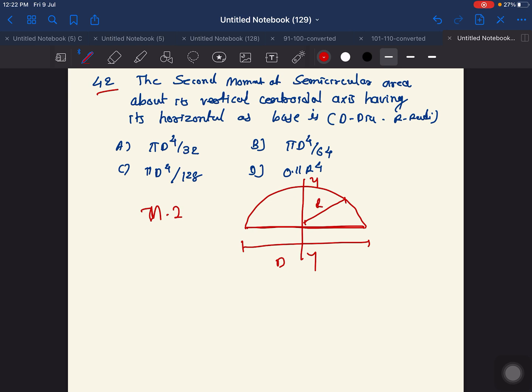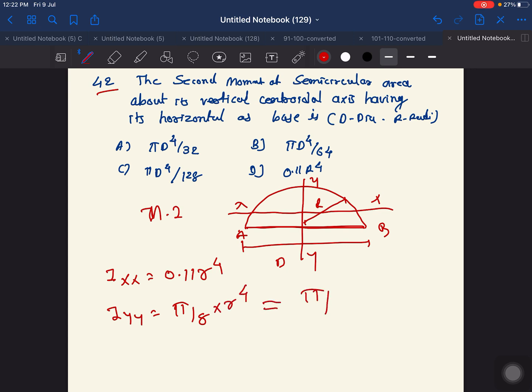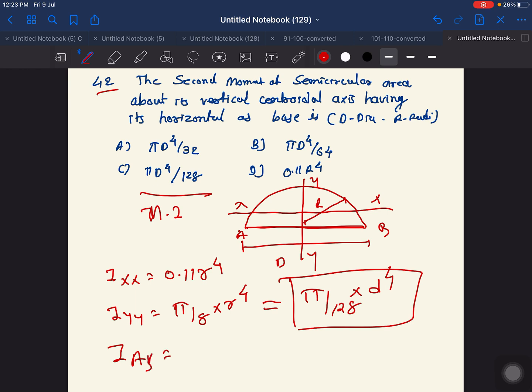Now what is the value of I? Suppose this one is your IXX and this is your I base. I'm going to write down the equation for IXX, that is 0.11 R raised to 4. But we have to calculate about the YY axis. So I of YY is nothing but pi by 8 of R raised to 4, and that is equal to pi by 128 into D raised to 4. So your correct answer is pi by 128 into D raised to 4. And if they ask about the I of AB, then our answer is again pi by 128 into D raised to 4.